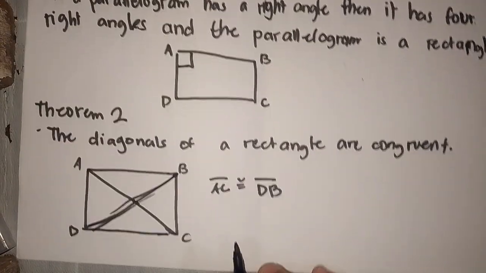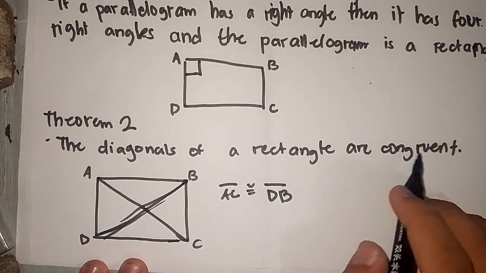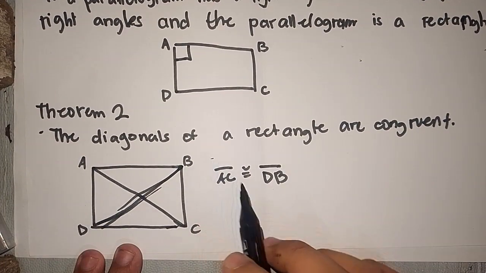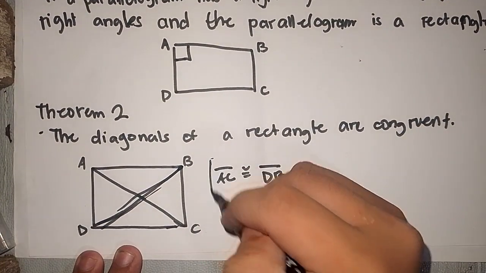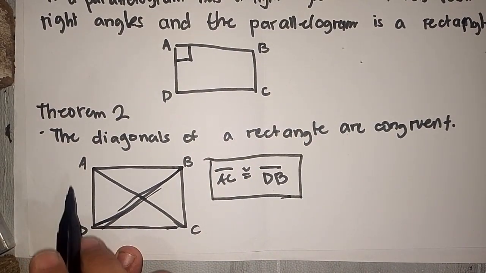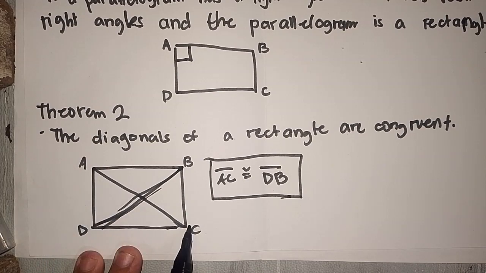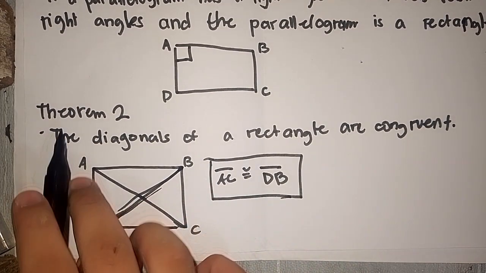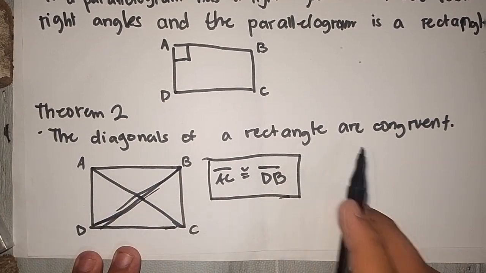Theorem 2. The diagonals of a rectangle are congruent. So diagonal AC and diagonal DB are congruent. Whatever the measure of AC is, that is the measure of DB. Please remember theorem 2: the diagonals of a rectangle are congruent.